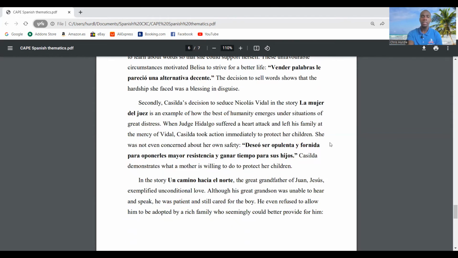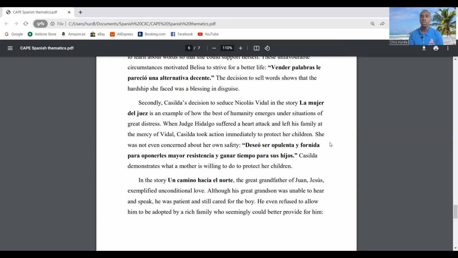Secondly, Casilda's decision to seduce Nicolas Vidal in the story La Mujer del Juez is an example of how the best of humanity emerges under situations of great distress. When Judge Hidalgo suffered a heart attack and left his family at the mercy of Vidal, Casilda took action immediately to protect her children. She was not even concerned about her own safety. Deseó ser opulenta y fornida para oponerles mayor resistencia y ganar tiempo para sus hijos. Casilda demonstrates what a mother is willing to do to protect her children.